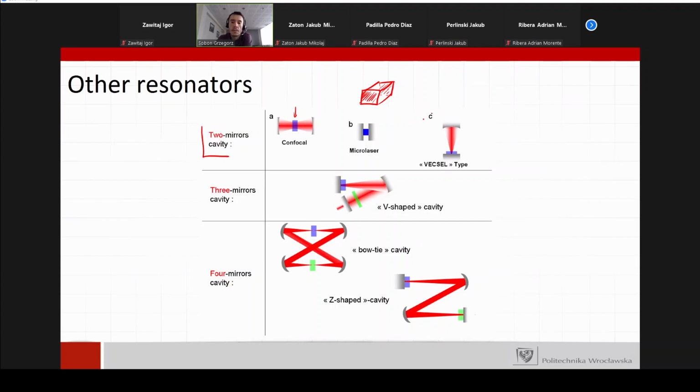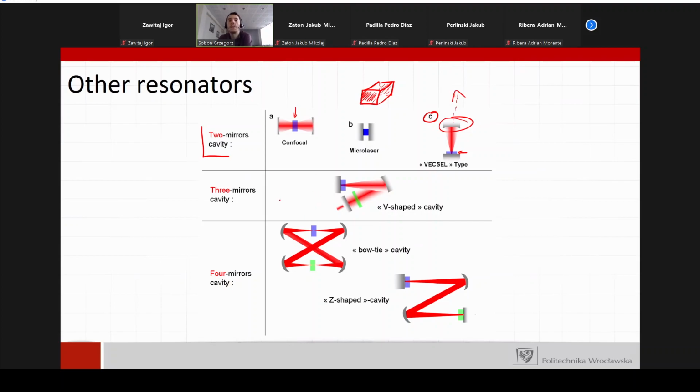In semiconductor lasers, very often we use an external mirror, which is called VECSEL, a vertical external cavity surface emitting laser. So the semiconductor, which is here, emits the light, let's say, perpendicular to the surface of the semiconductor, and we have a second mirror here that is the output mirror, so the light is propagating up here.